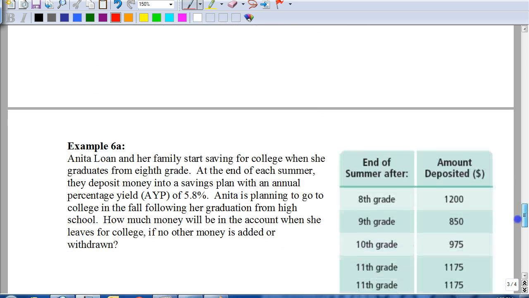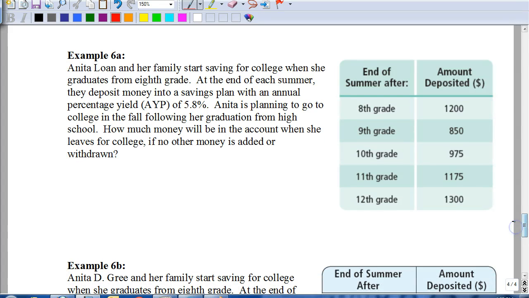I'll go ahead and skip the next section. I want to get to the end here. So let's go ahead and let's look at this example.